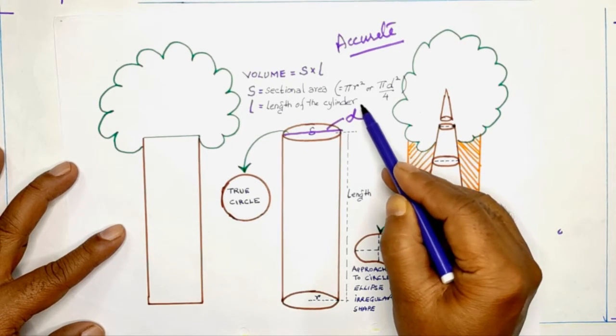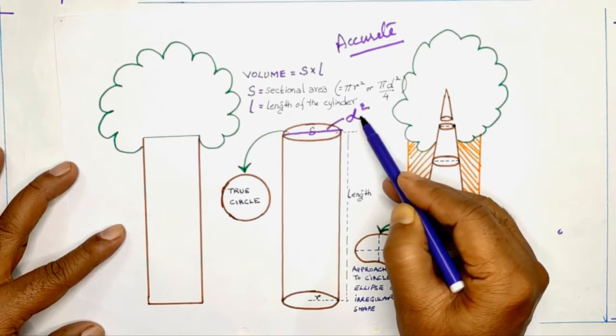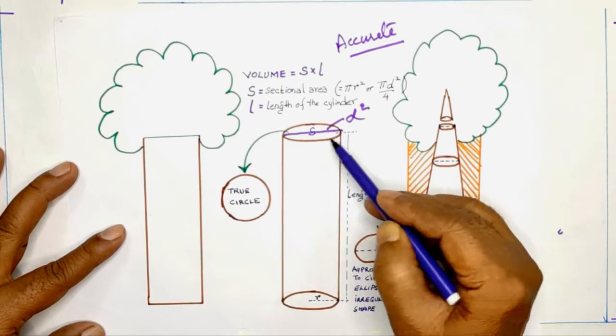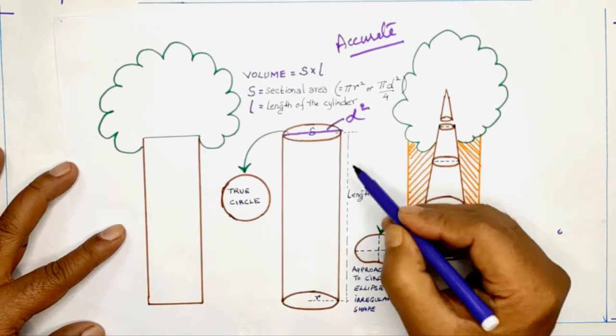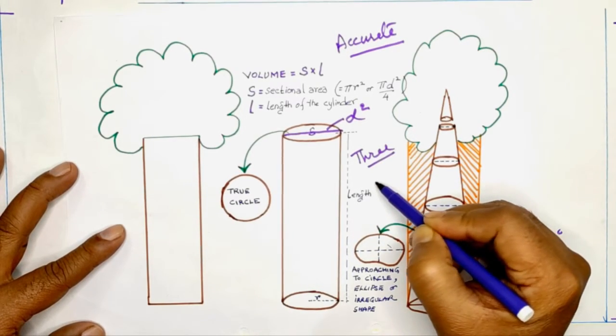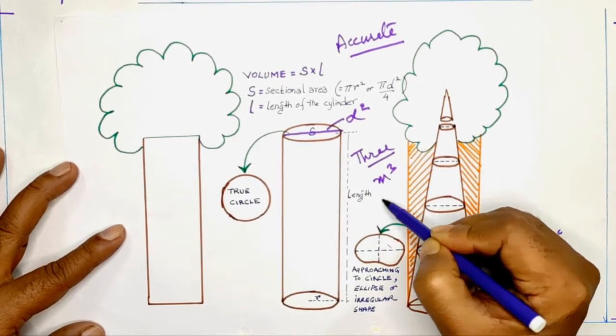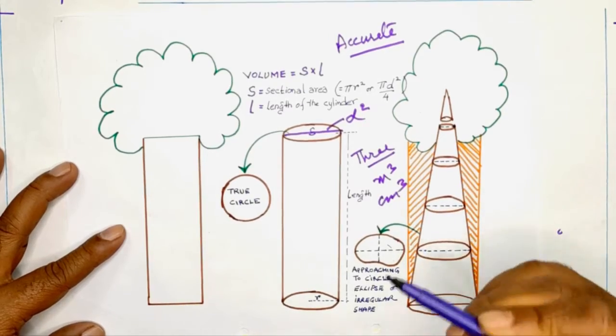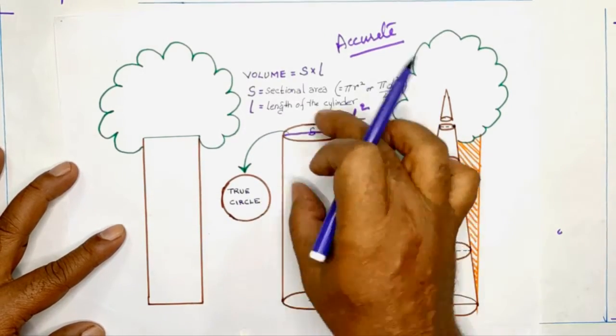So here we get two dimensional. This square means it is centimeter square or meter square. But when we take this length, we have three dimensional. So whatever result we get will be in cubic meter or cubic centimeter. So we can calculate it very simply.